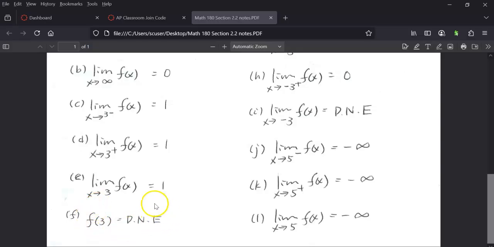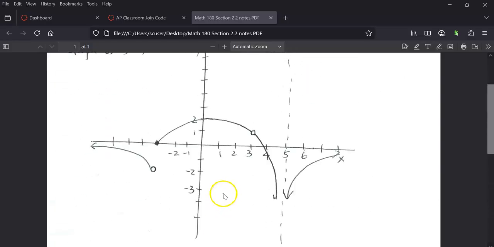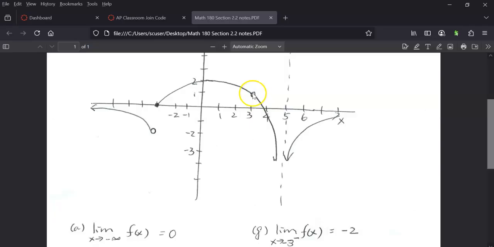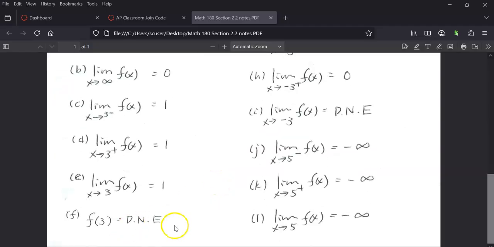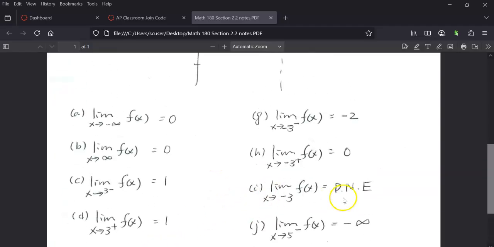But if you look at f of 3 at that point, it's actually not defined. f of 3 is this empty circle right here. So it's not defined when x equals 3. Now, let's look at the other ones.